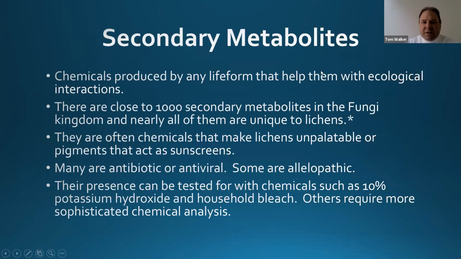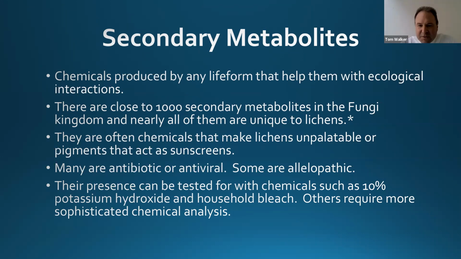And lastly, we'll talk about secondary metabolites. These are chemicals produced by any life form that help them with ecological interactions. So there are close to 1,000 secondary metabolites in the fungi kingdom. Nearly all of them are unique to lichens. That little asterisk is there because there's a lot of different information about this. Some websites will say that all secondary metabolites in nature are unique to lichens. So there's some weird information about this.